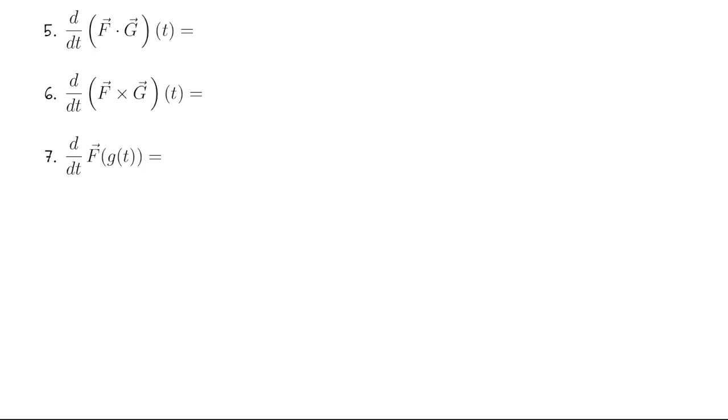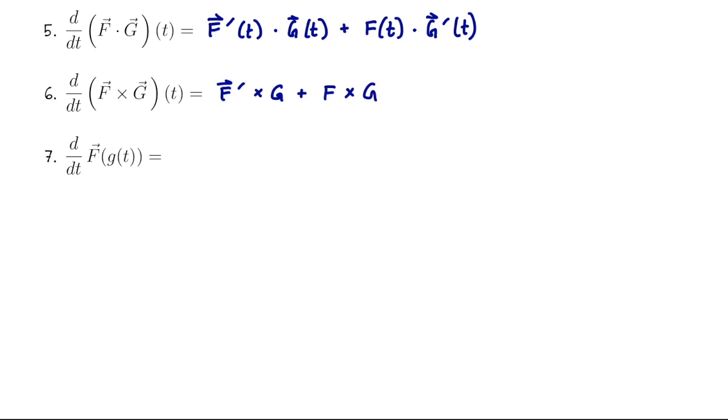So I said there's no such thing as a vector times a vector, just familiar multiplication, but we do have dot and cross product, and we can differentiate quantities like f dot g and f cross g. And in both cases, they also follow the product rule. So the derivative of f dot g is f prime dot g plus f dot g prime. And similarly, the derivative of f cross g is f prime cross g plus f cross g prime.